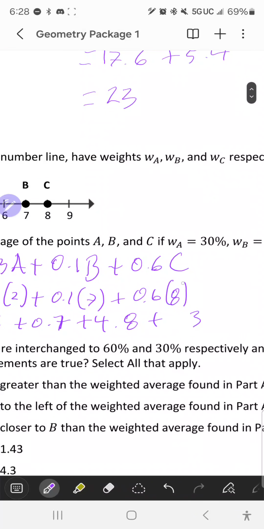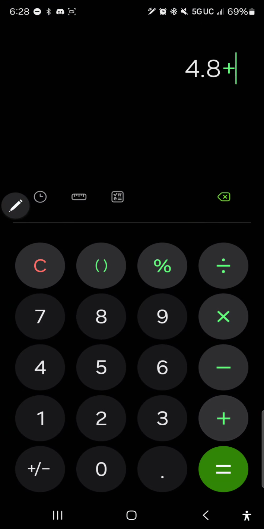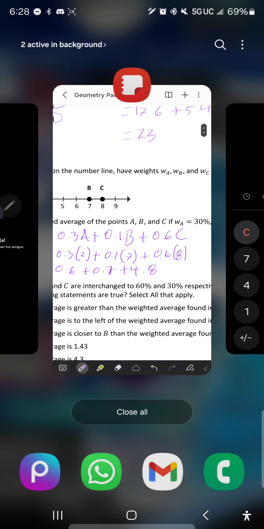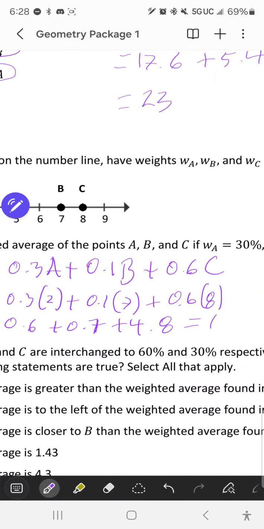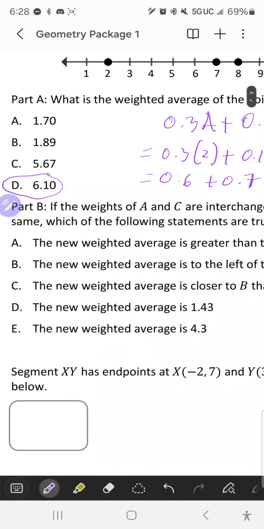We get 6.1. So our average is going to be 6.1, which is the same as 6.10 as option D showcases.